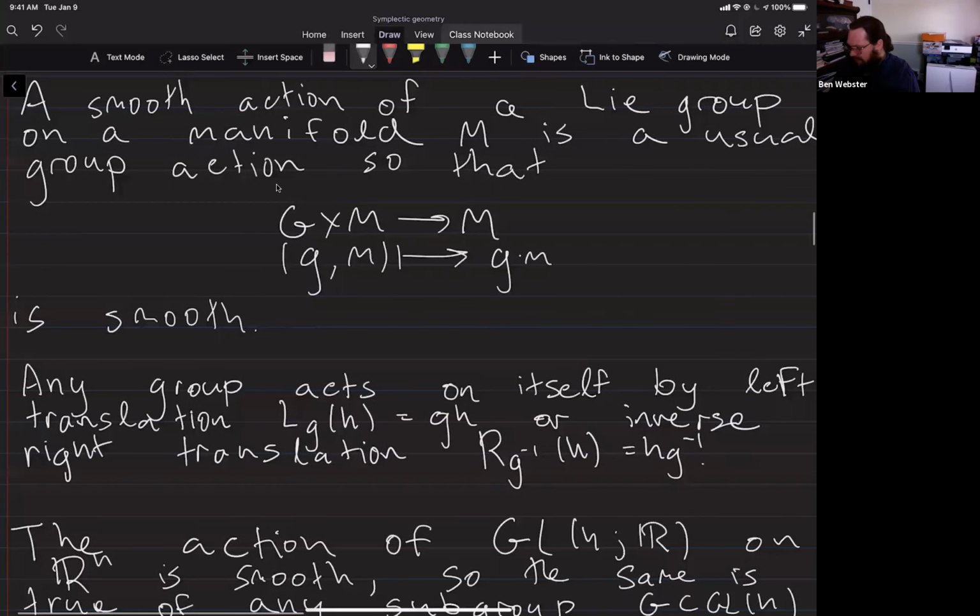One of the most important examples is that if I have a Lie group, it acts on itself by left translation. So this action map sends the pair (g, h) to g times h. Or I have an action by right translation, but I want a left action, so it has to be right translation by g inverse. So the right translation by g inverse means I take h and I multiply it by g inverse.